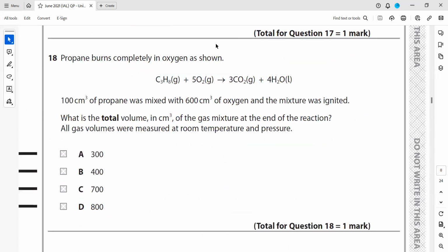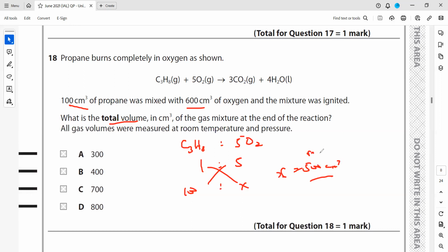Then, propane burns completely in oxygen. 100 cm cube of propane is mixed with 600 cm cube of oxygen. What is the total volume of gas? First we have C3H8 reacting with oxygen. The ratio is 1:5. So if we have 100 cm cube of propane, how much oxygen will react? 500 will react, but we had 600. So the propane is completely used up. How much oxygen is left? 100 cm cube of oxygen is left.